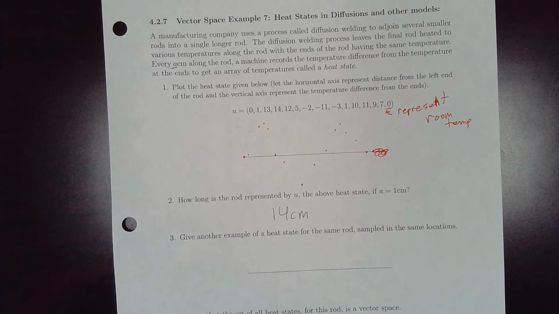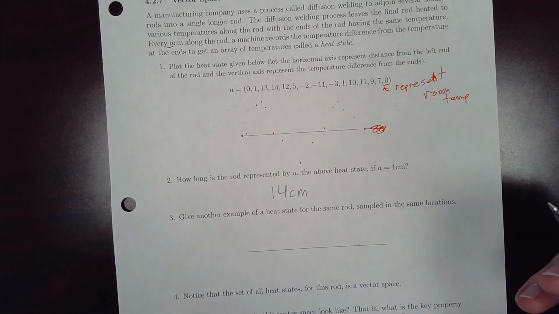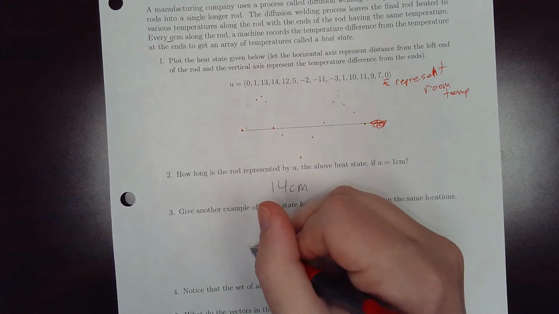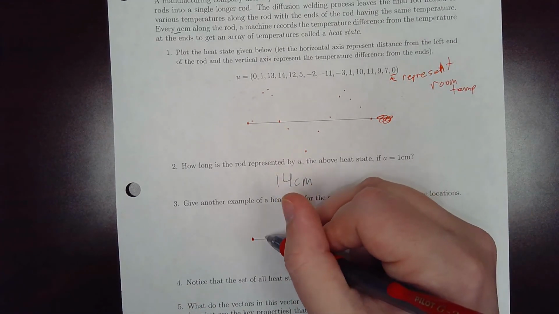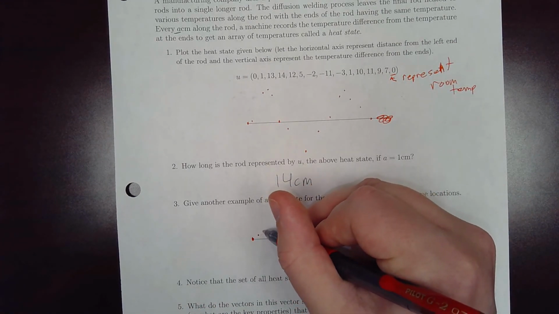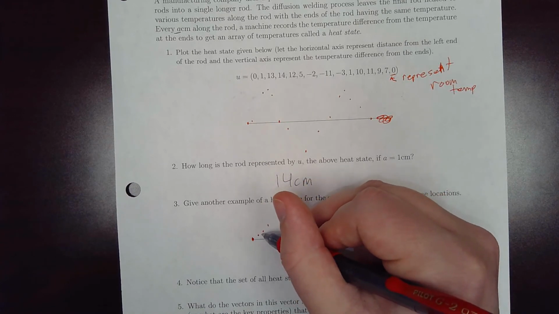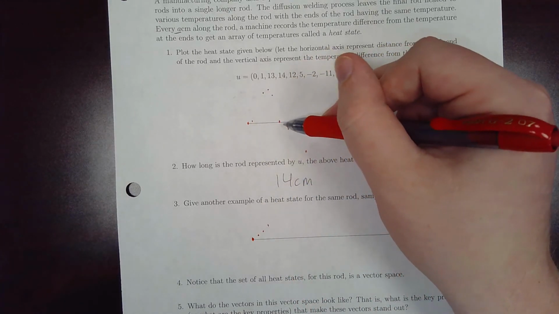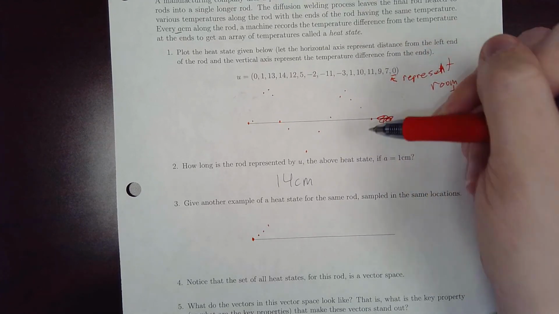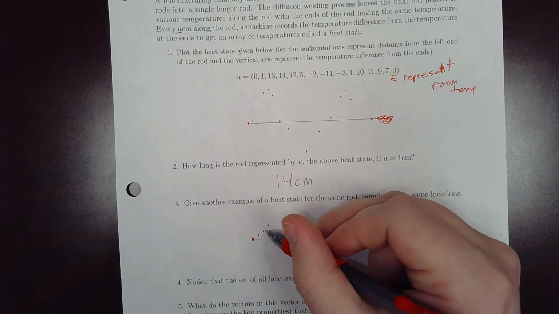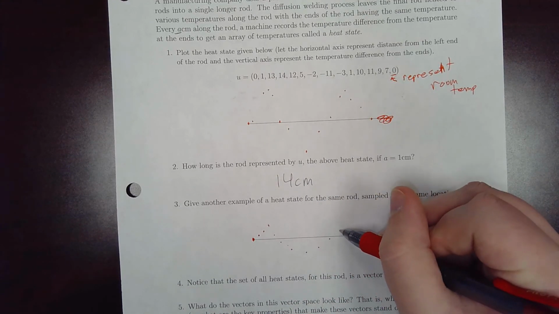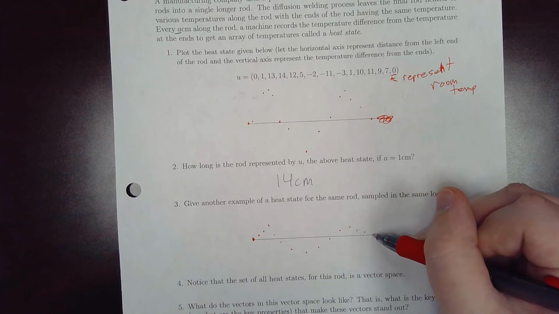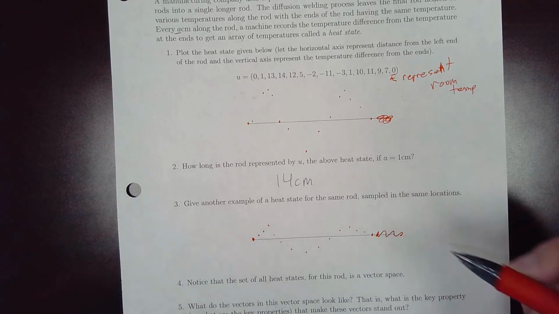And we could go ahead and get another example of a heat state for the same rod. So start at 0 right here. Then we have maybe some diffusion of the temperatures. So we had 15 dots before. So we got 15 dots again.